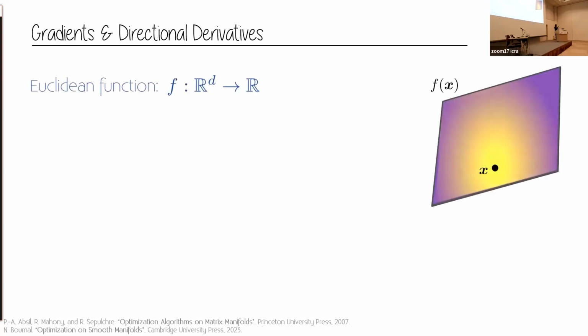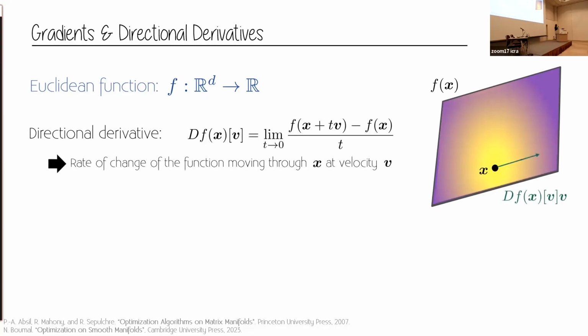In the Euclidean case, we have a Euclidean objective function, f of x, and x here belongs, in this case, to the plane, but it can belong to a higher dimensional Euclidean space. In an optimization problem, we are aiming at minimizing or maximizing this function. The first notion that is interesting on the way to the gradient is the notion of directional derivative. This is a scalar function, and it basically gives you the rate of change of the function when you are at a point x and you move in a direction with a velocity v. So it is literally the numerical rate of change of this function.